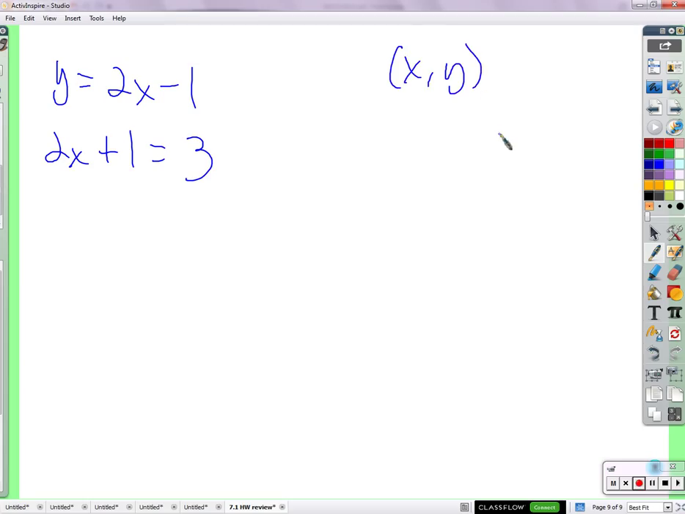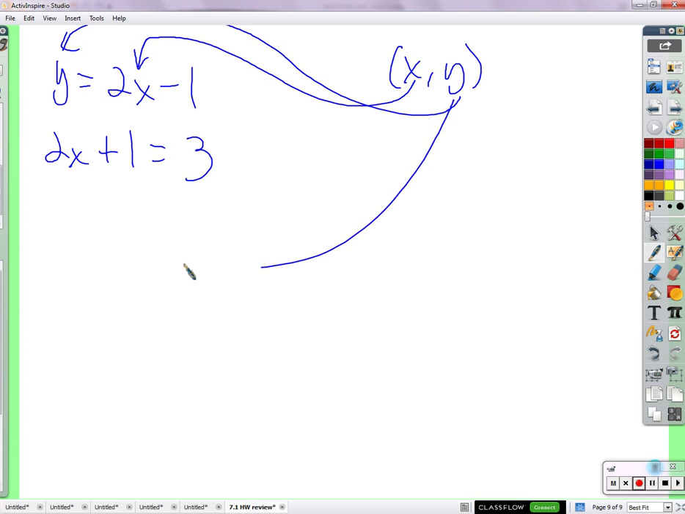And does that x and y do what? Able to fit. Able to fit in both, yeah, good. So this y can fit here, and this x here, and this y can fit here. Whoa, where did y go? Is that y? What did I do wrong? Said one thing and wrote another. So that y works there, and the same x works here, okay?